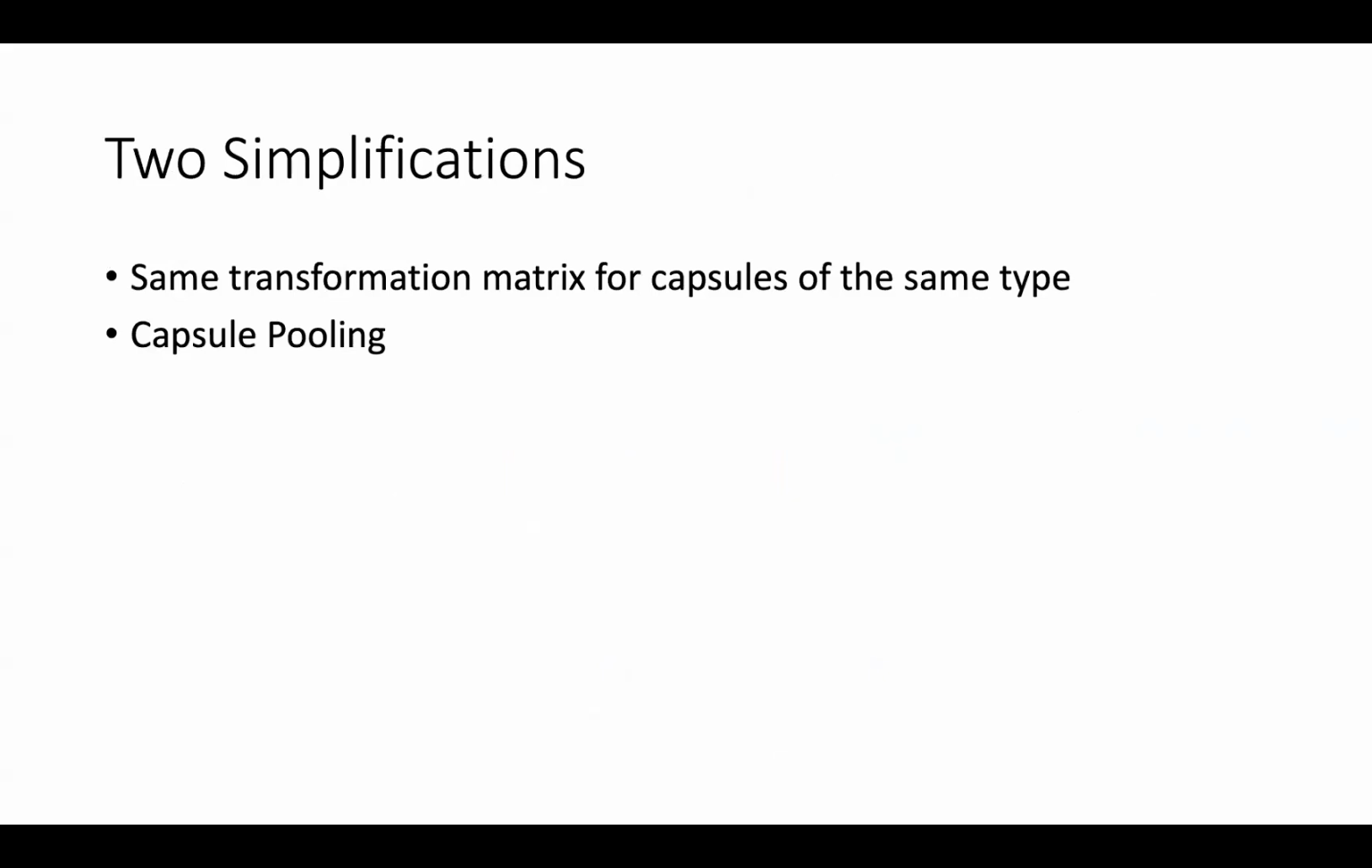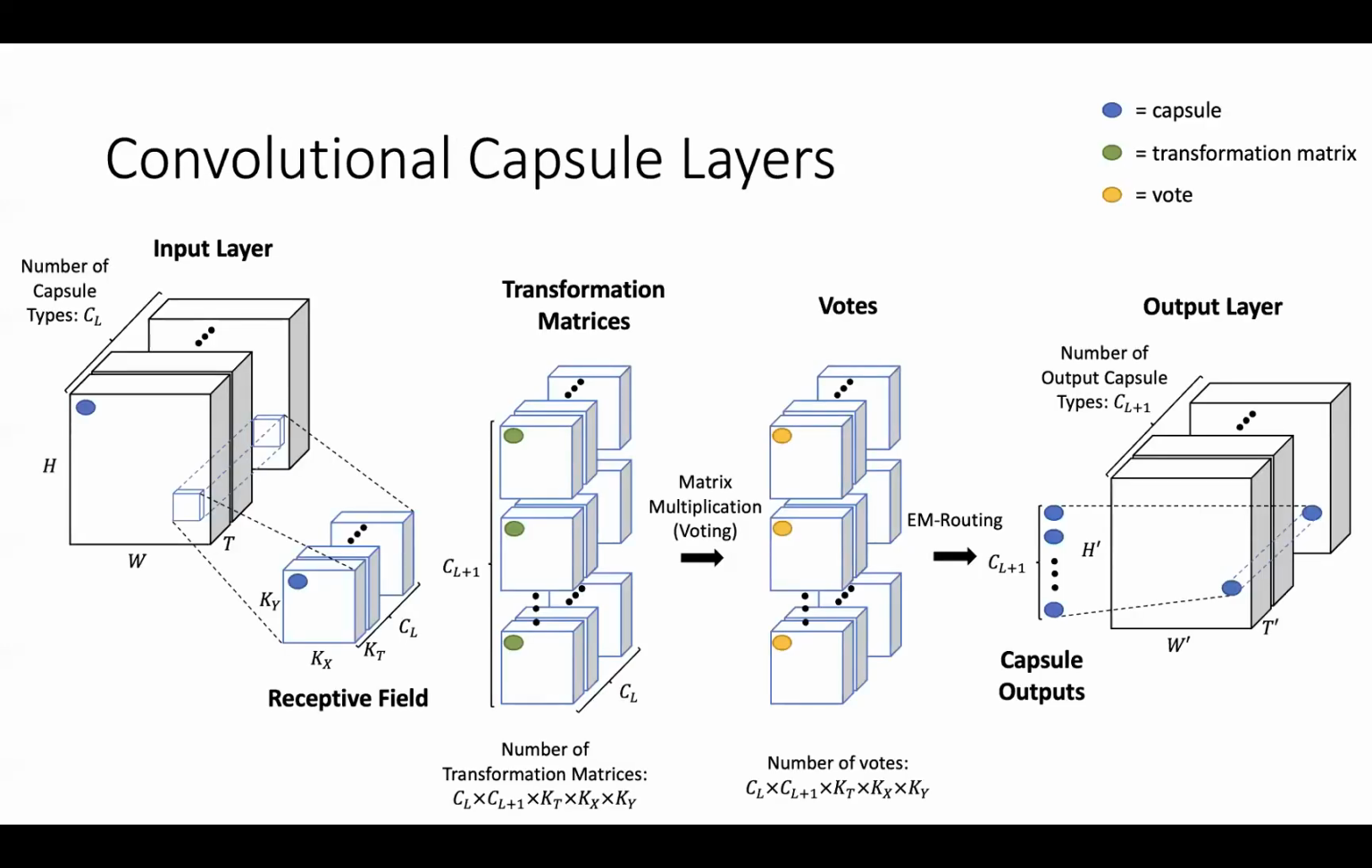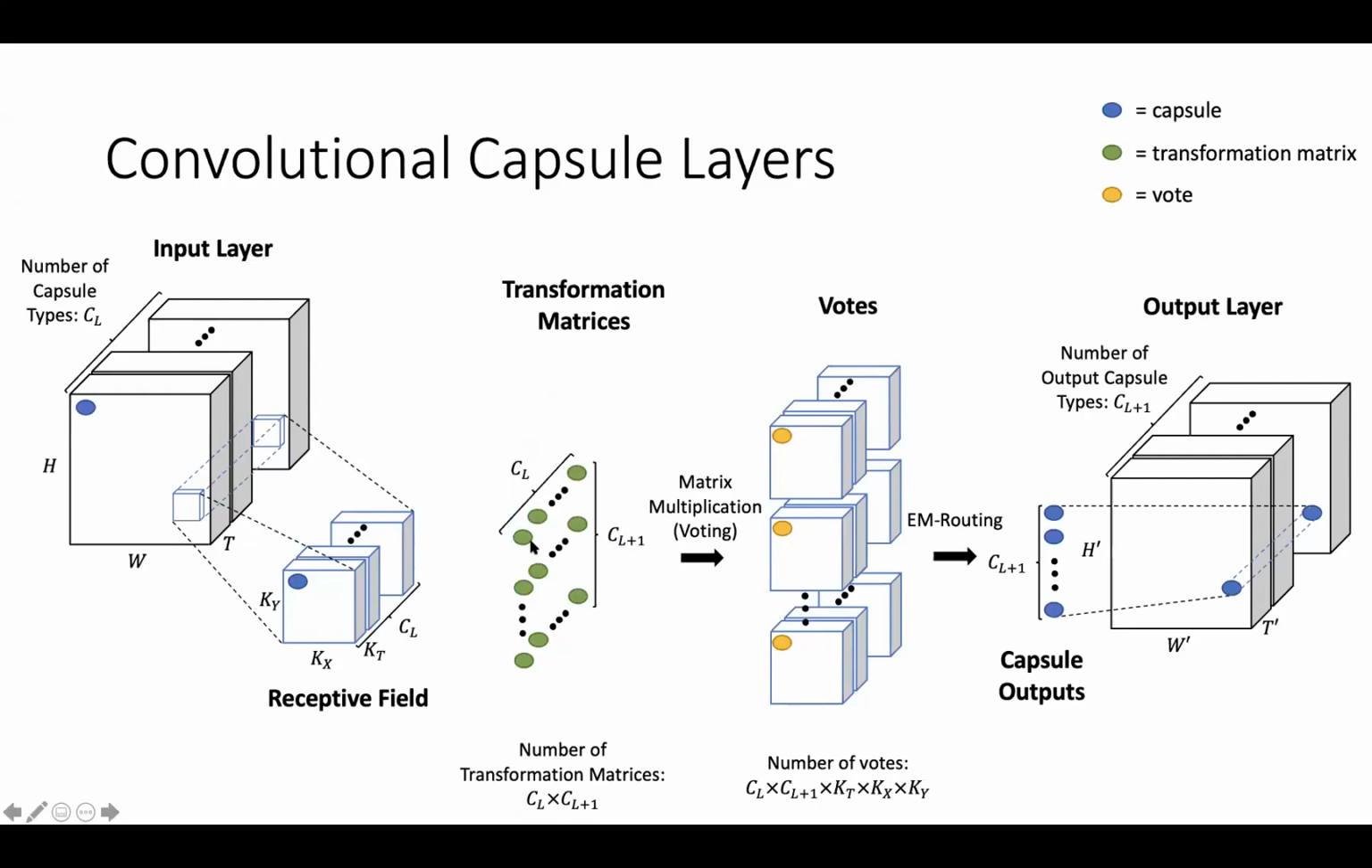One is we have the same transformation matrix for all capsules of the same type, and the second is capsule pooling. So going back to this figure, the first change is the transformation matrix. Now each type shares the same transformation matrix within the receptive field. So that reduces the computation.